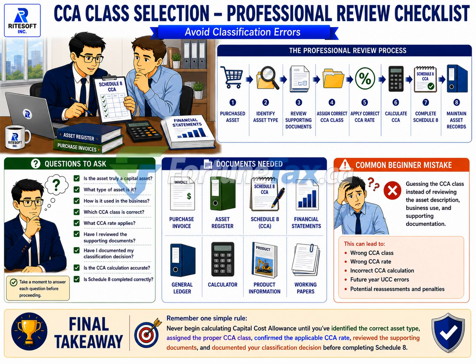The most important rule to remember is this: never begin calculating capital cost allowance until you have identified the correct asset type, assigned the proper CCA class, confirmed the applicable CCA rate, reviewed the supporting documentation, documented your classification decision, and verified that Schedule A is complete. Following this professional review checklist will help you avoid classification errors, prepare more accurate corporate tax returns, maintain reliable asset records, and build the confidence needed to complete Schedule A correctly every time.